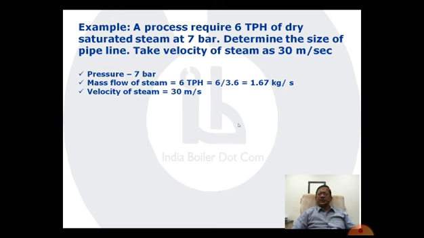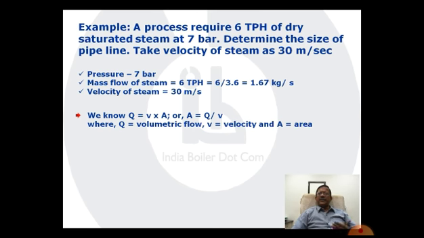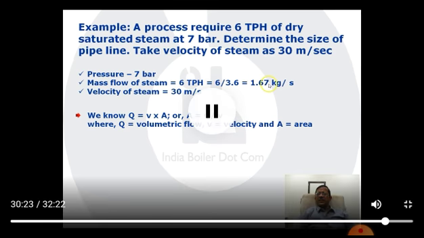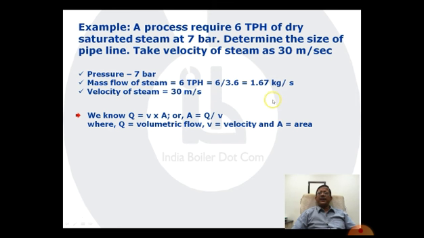Now we know that there is a relationship between the volumetric flow, the area and the velocity, right? The volumetric flow is velocity into area. If I take the volumetric flow in meter cube per second, the velocity in meter per second and the area in meter square, I will get the units matched. Therefore, I need to find out the Q, the volumetric flow in meter cube per second. I have the mass flow in kg per second. Therefore, I need to find out the specific volume in meter cube per kg, right?